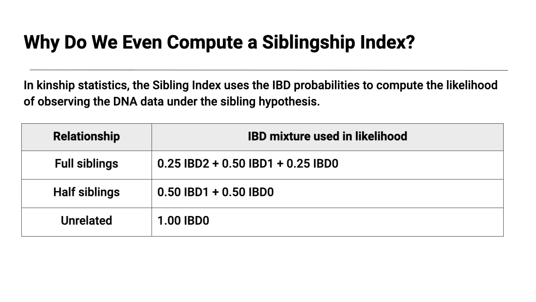Therefore, the central question in forensic genetics is always probabilistic. Is the observed DNA pattern more likely if these individuals are siblings or if they are unrelated? The siblingship index is simply a way of expressing that comparison numerically. It tells us how much more likely the evidence is under the sibling hypothesis than under the unrelated hypothesis.